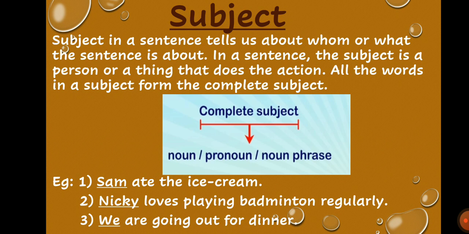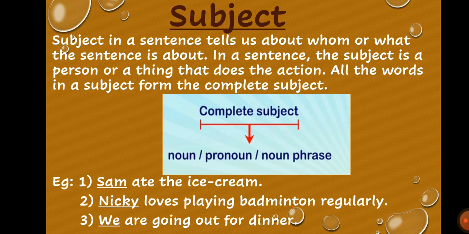For example, Sam ate the ice cream. In the first sentence, who is performing the action? Who is the sentence about? Sam. So, Sam is the subject. And what is Sam doing? Eating. So, eating is the action. Sam is a noun over here. So, hence Sam is a subject.